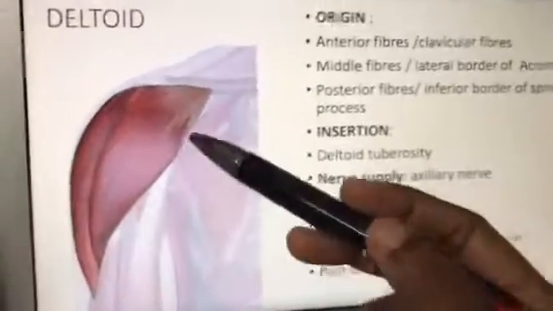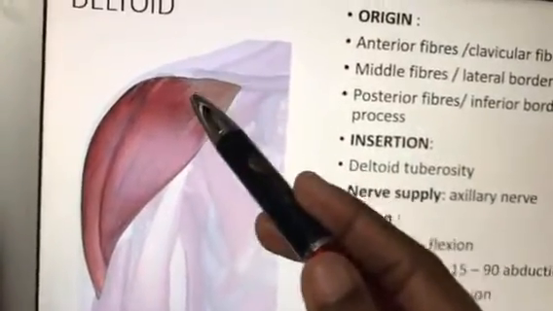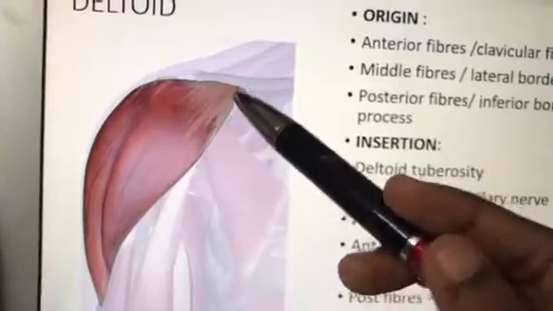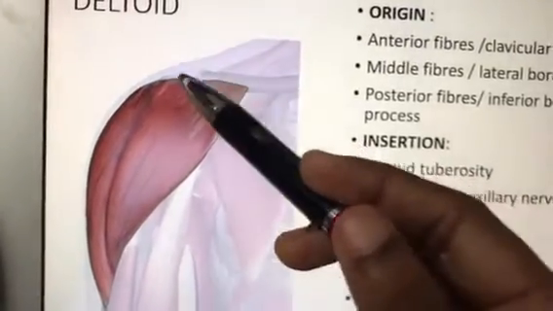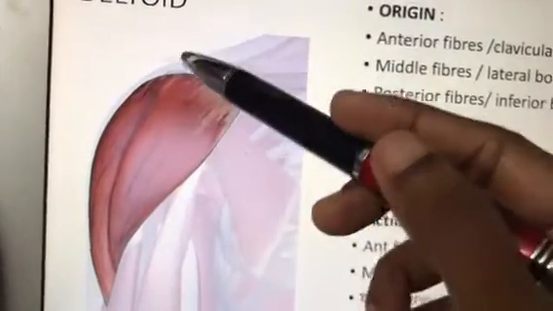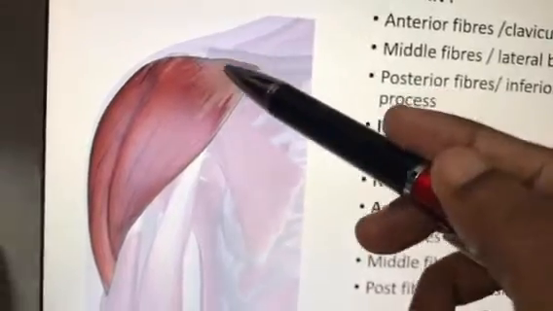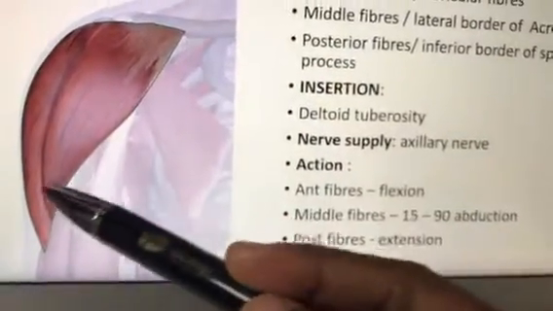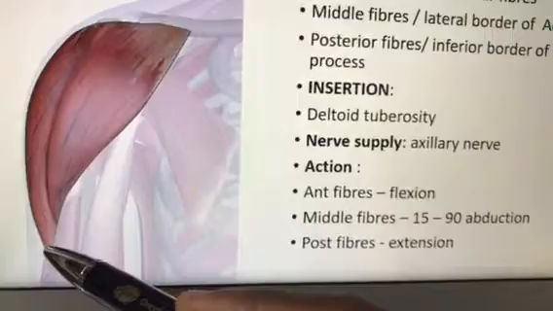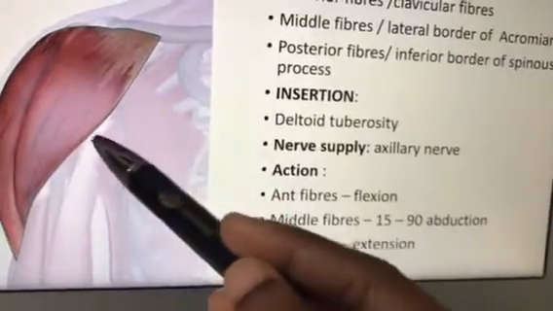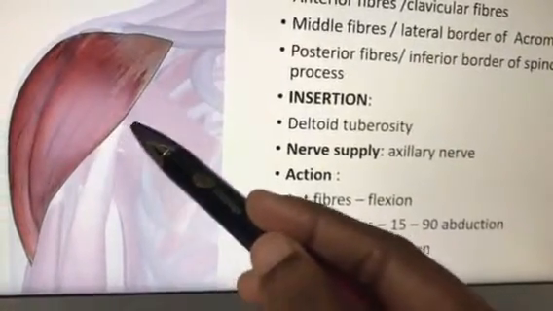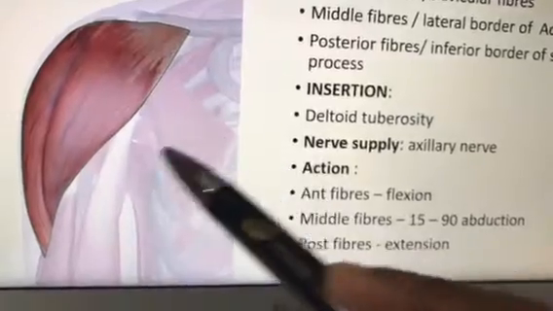The next and last question is deltoid. Very rarely asked. You have anterior fibers, middle fibers and posterior fibers. Anterior fibers are from the clavicle, middle fibers from the acromion, and the posterior fibers are from the spine of the scapula. They are all inserted into the deltoid tuberosity, and the nerve supply is the axillary nerve, which winds around the surgical neck and supplies it.